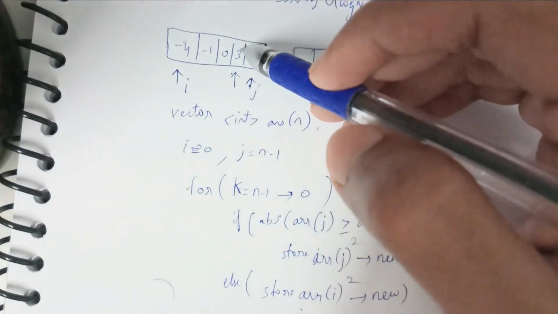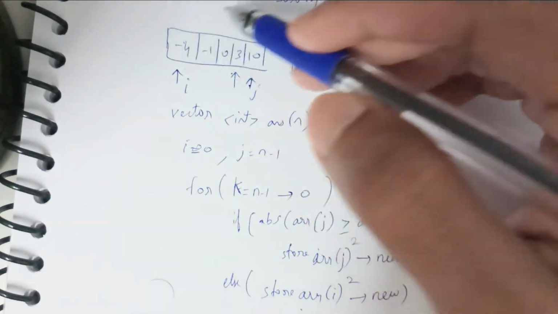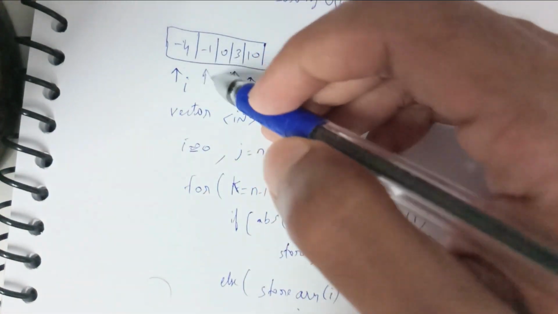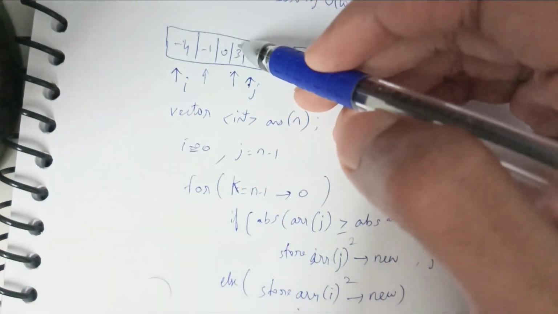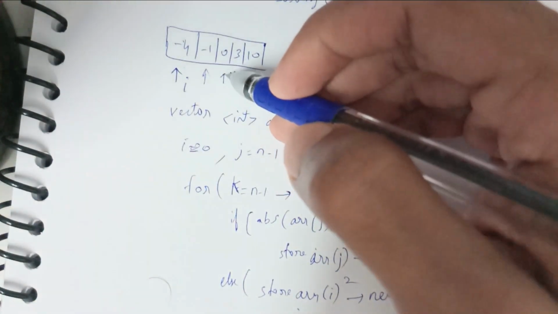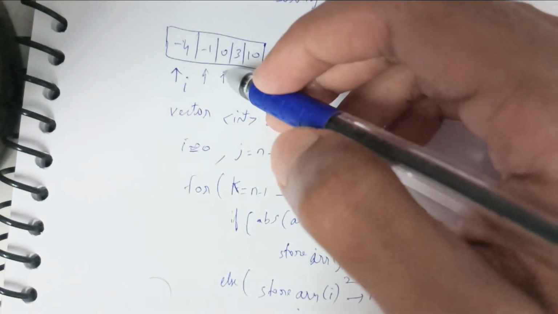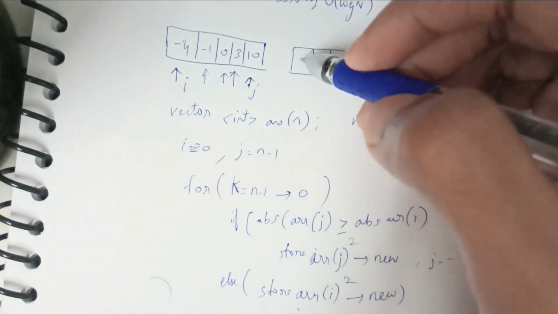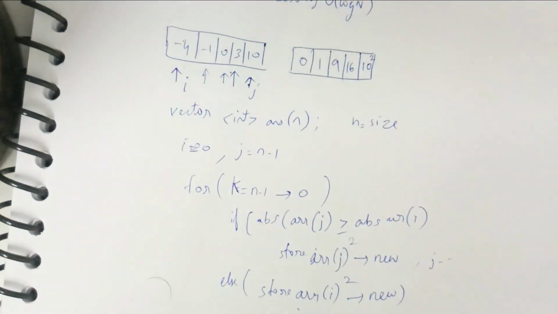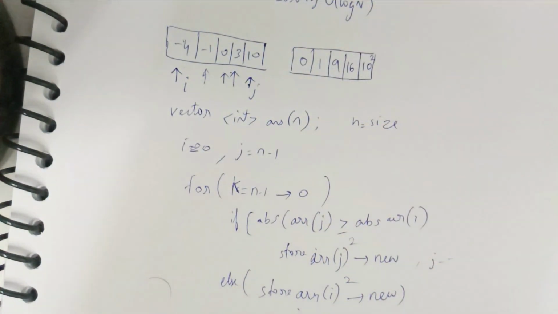Now -4 and 3, the absolute value of -4, that is 4, is greater, so store 4 square, that is 16, here, and move this pointer. -1 and 3, 3 is greater, store 3 square, 9, here, and move it. -1 and 0, 1 is greater, so store 1 here, and then 0, 0 square is greater than or equal to itself, so store 0. And that's the end of the array. So this is how we do this question. Thank you.